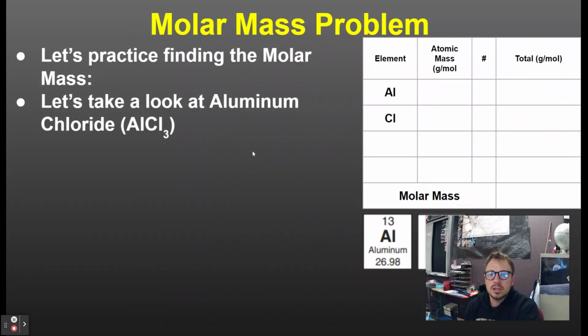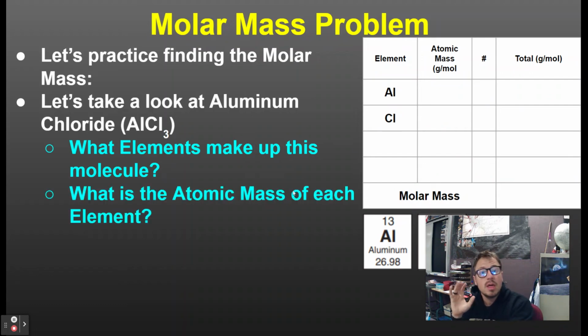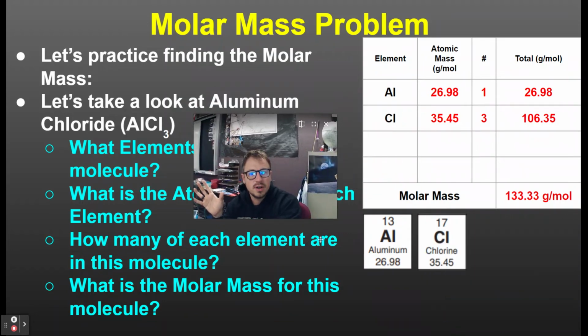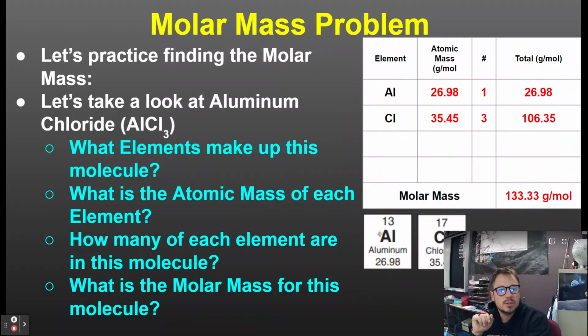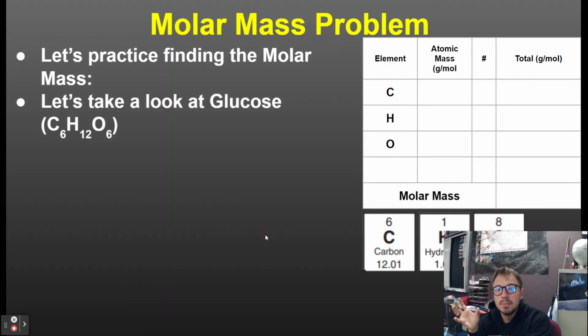So let's take a look at aluminum chloride, AlCl3. So I've got aluminum and chlorine. I've got 1 aluminum, 3 chlorines. So now I do the same thing I've been doing. I just look on the periodic table. I can find the atomic mass of aluminum and chlorine, but I multiply chlorine by 3, add those two together, 133.33 grams per mole.